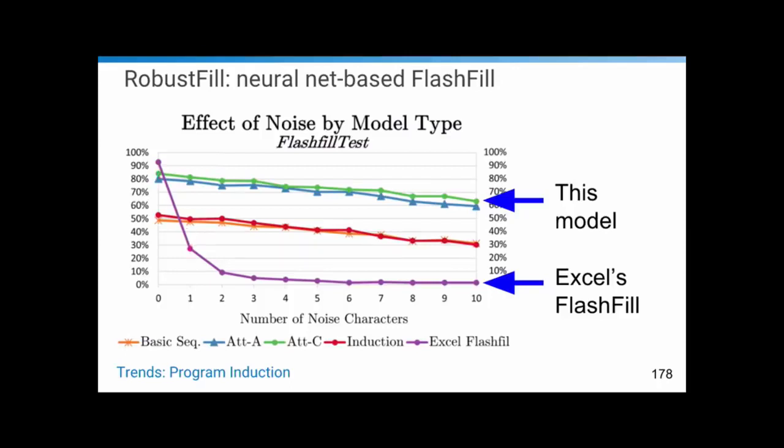If you have one mistake, FlashFill will just break, like the typical old-fashioned brittle methods, because they're not robust to noise. But the neural net methods actually degrade very gracefully. So to me, this was very, very inspiring, because it's the first proof that neural program induction can actually be useful.